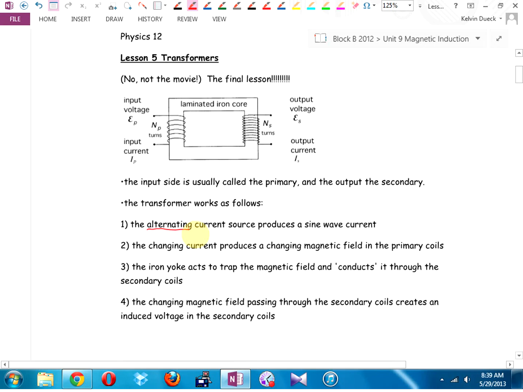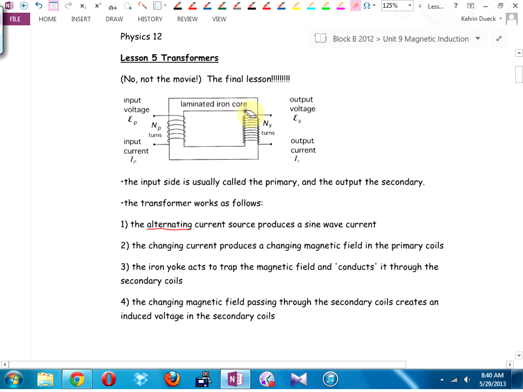So the alternating current produces a sine wave current. What we do then, don't write this down, I'm going to gum up this diagram, is in this solenoid, we have current going this way, then this way, then this way, then this way. And what that does is that creates an oscillating magnetic field, a magnetic field going this way, then a magnetic field going this way, then this way, then this way. And what you get is a changing flux through that secondary coil. Because you've got a changing flux through this secondary coil, you're going to induce a current and induce a voltage. The changing current produces a changing magnetic field in the primary coils.